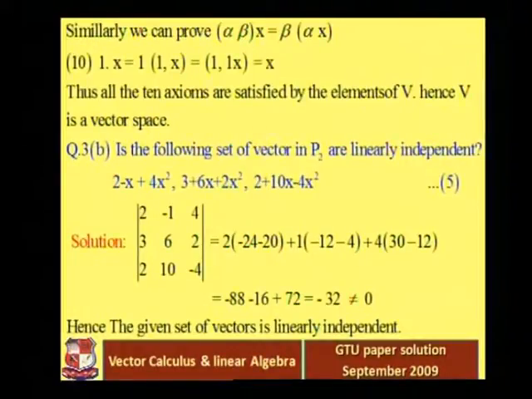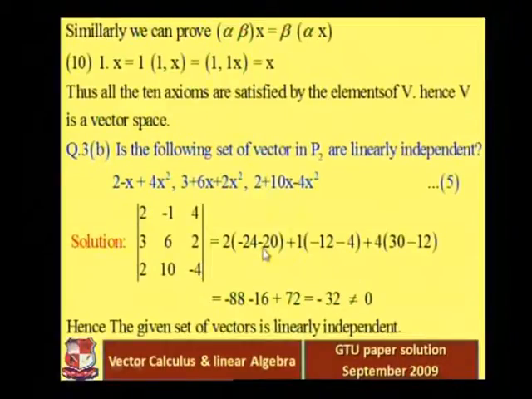Okay, you can see the first row is coming from the first polynomial: 2, minus 1, 4. The second row is coming from the second polynomial: 3, 6, 2, and the third row is coming from the third polynomial: 2, 10, minus 4. The value of the determinant is equal to 2 into minus 24 minus 20, plus 1 into minus 12 minus 4, and plus 4 into 30 minus 12.